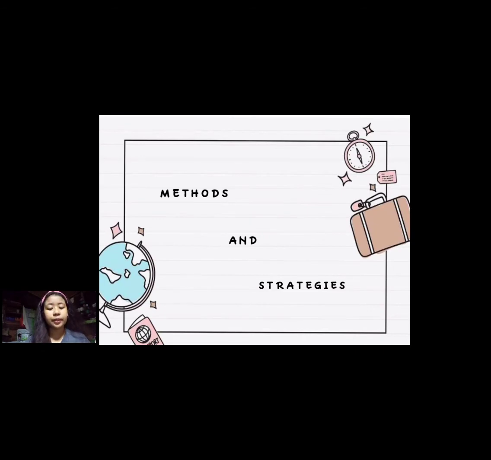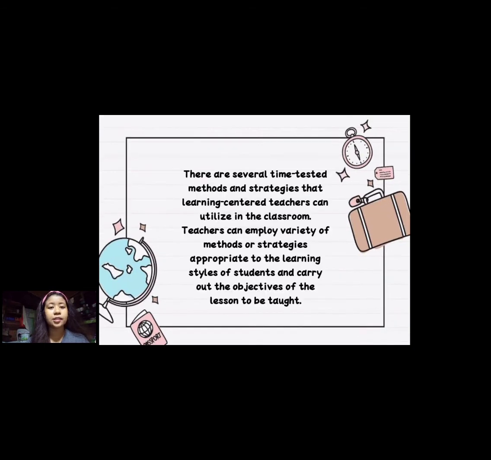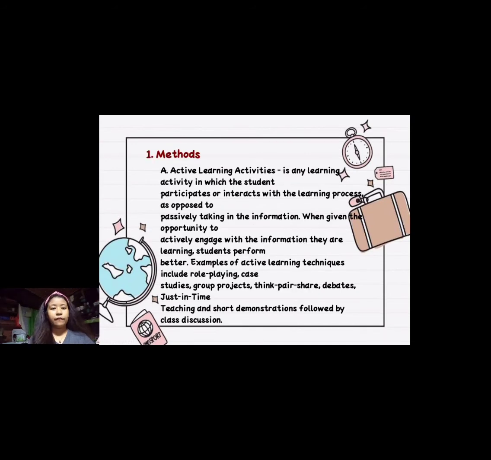Every person has different approaches, and teachers have different techniques in teaching students. A strategy is how you select things and goals for your students, while the method is how you apply things and achieve them. So in methods, we have here the active learning activities.